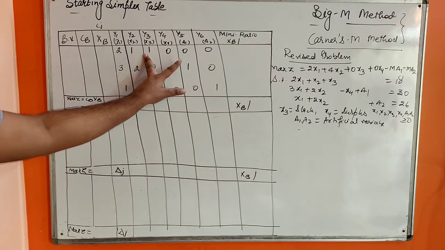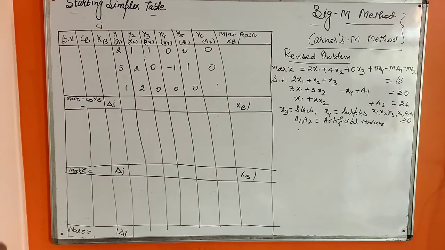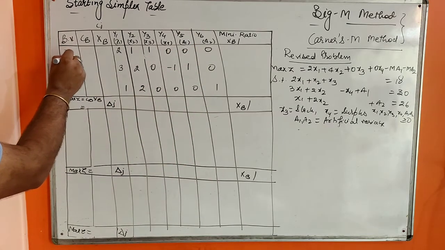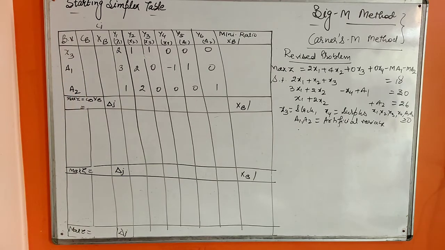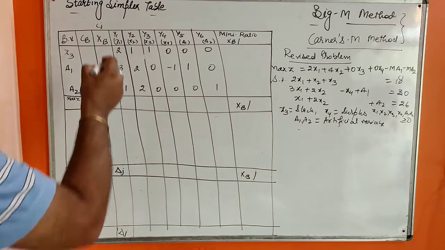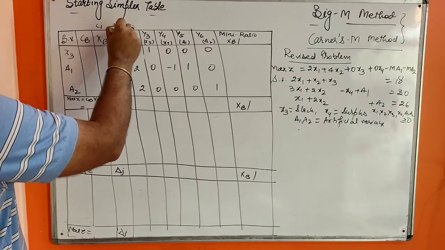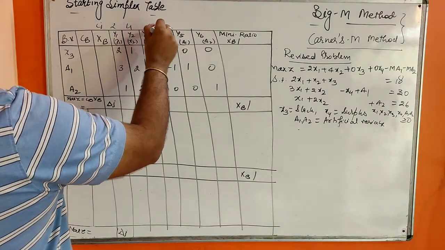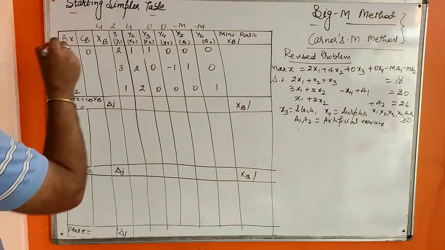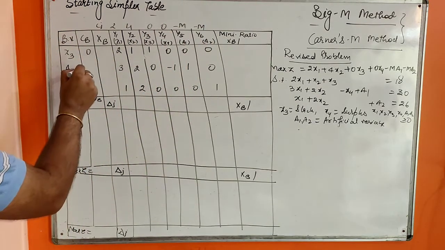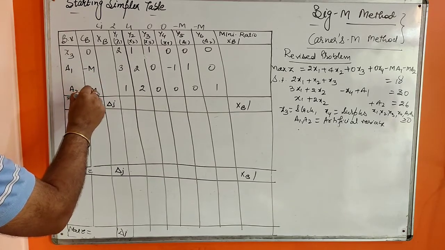This x3, a1 and a2 form the unit matrix, so we can write the basic variables as x3, a1, a2. The cost of all these variables is represented in the Cj, which is the cost in the objective function, that is, the cost in maximum z. So 2, 4, 0, 0, minus m, minus m. The cost of x3 is 0, the cost of a1 is minus m, and the cost of a2 is also minus m.